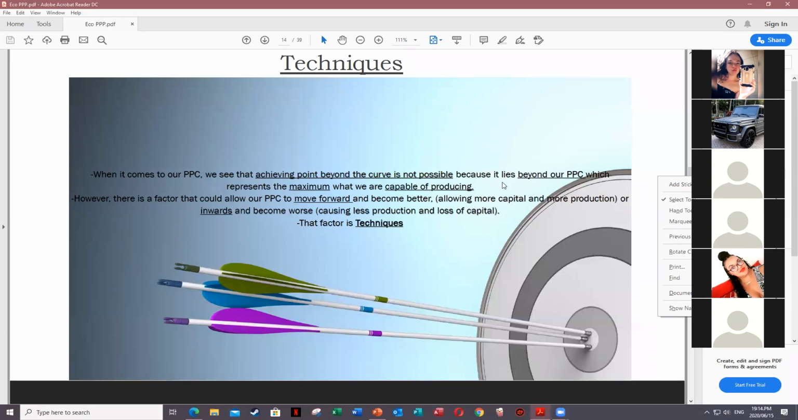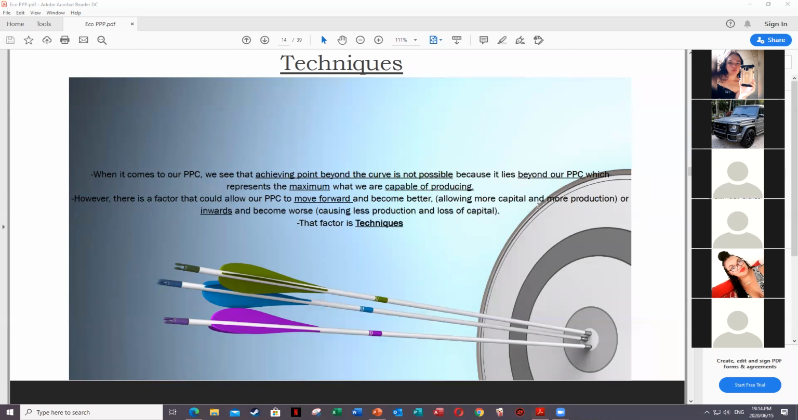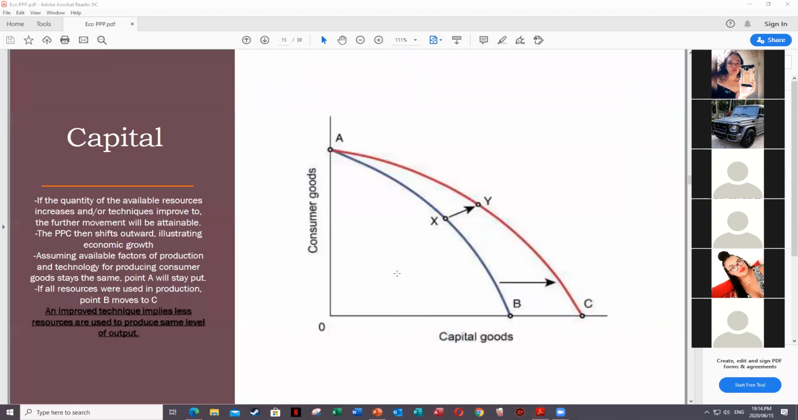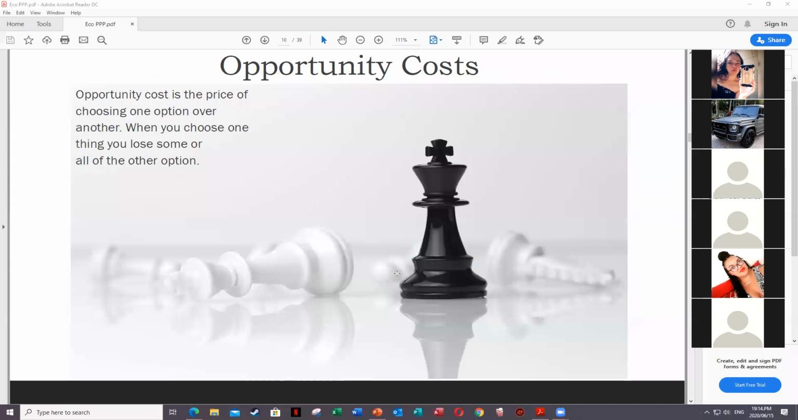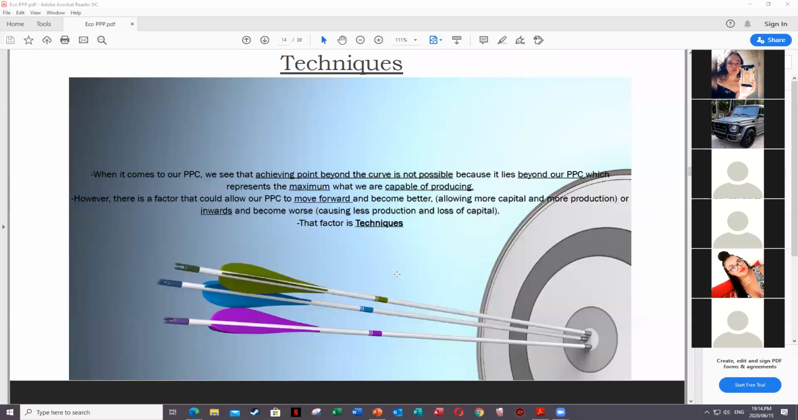But there is a factor that can allow your PPC to move forward and become better. This allows you more capital and more production, or it can cause it to even move inwards and become worse, which means you produce less and there's a loss of capital, which would be inefficiency. But this factor is techniques. So once again, we're going to look at this in pieces and then look at it in the end again.